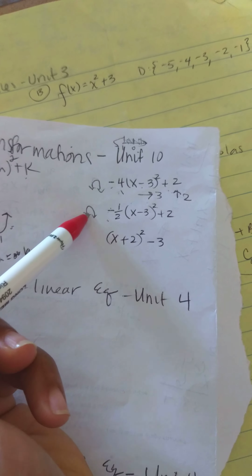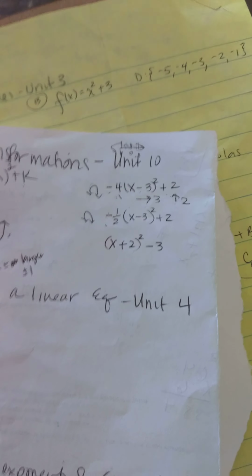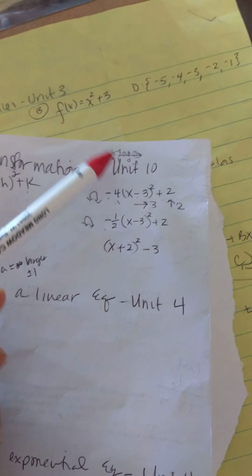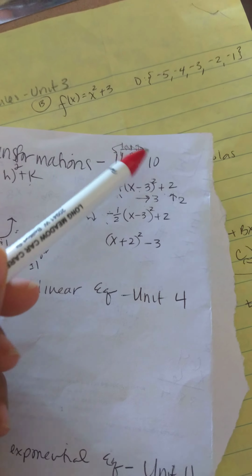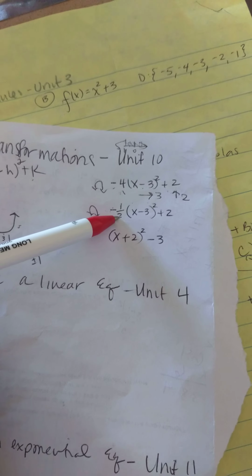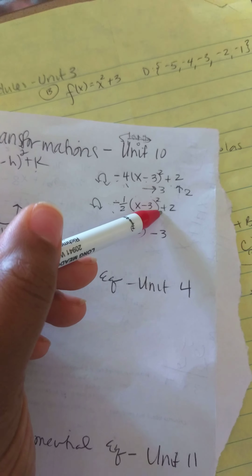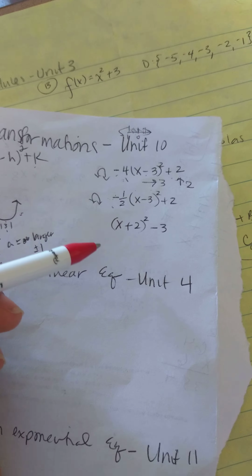This one is negative, so again, it reflects down. It's a half, which is in between, and it's negative half, but regardless, it's in between -1 and 1. It's like somewhere here. So that means it's a wide graph. It's -3 still, so it's still moving to the right 3. It's +2, so it's still moving up 2.